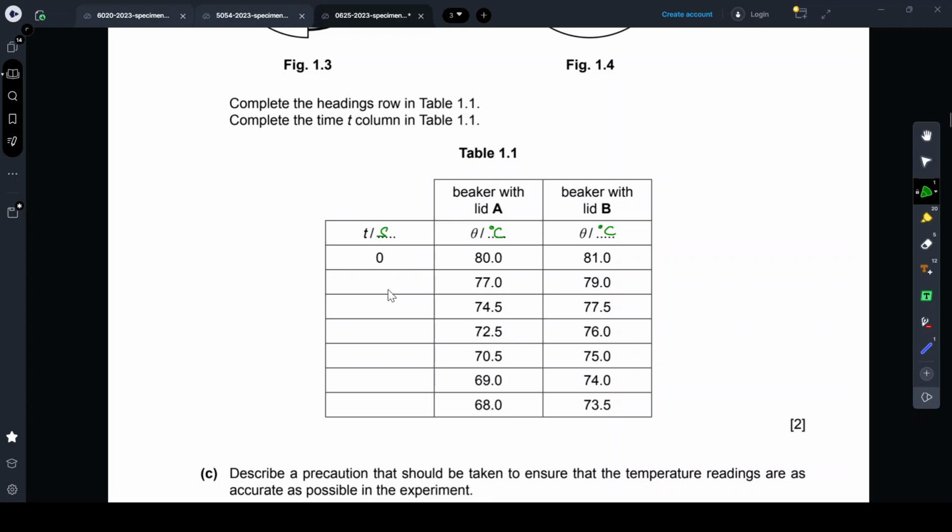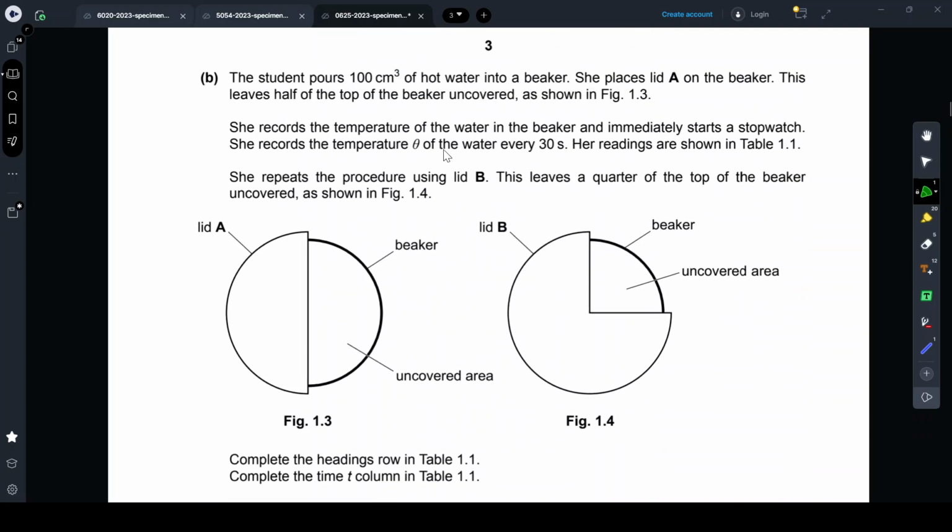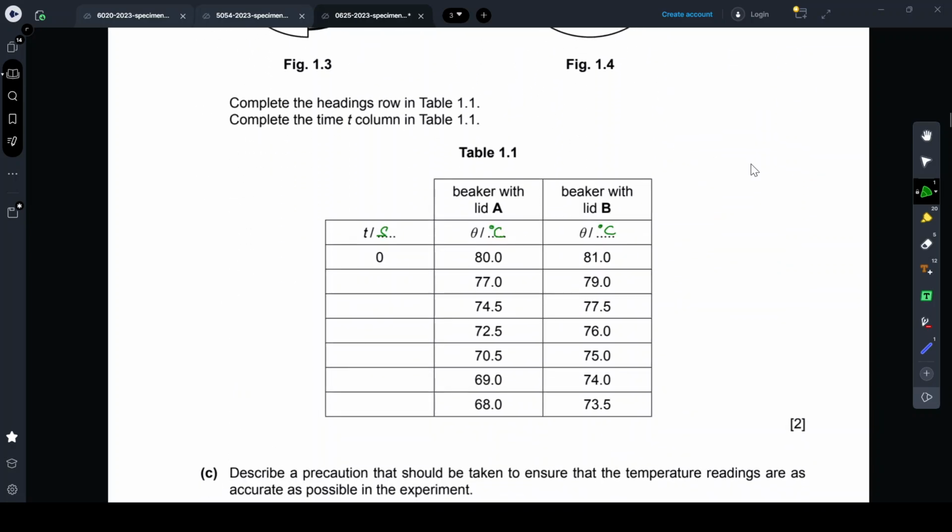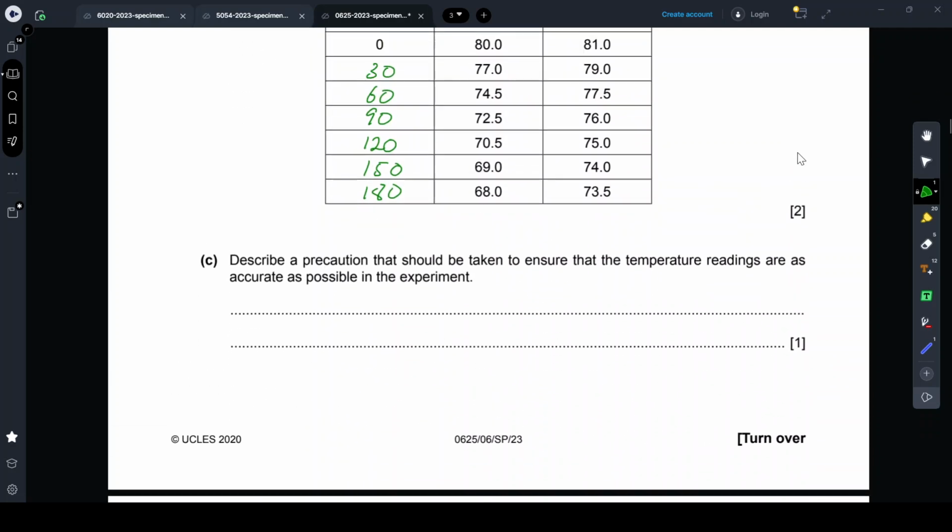Now you need to fill in the column for time. So it mentions over here that she's recording temperature every 30 seconds. So how do we fill this in? 30, 60, 90, 120, 150, and 180. Describe a precaution that should be taken to ensure that the temperature readings are as accurate as possible.